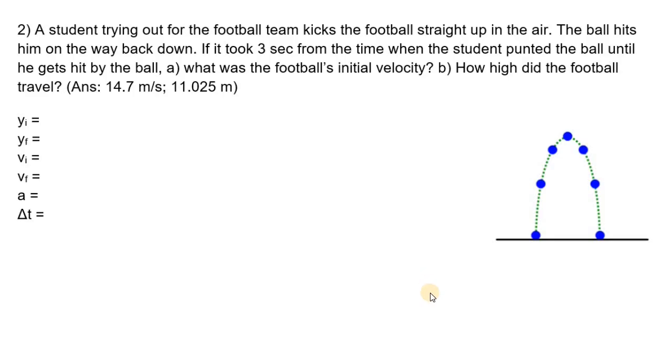Okay, so how are we going to approach this now? Just understand it's going to come up and come back down like this, right? I have a question for you. It says it takes 3 seconds. What does this 3 seconds represent? It took 3 seconds from the time when the student punted the ball until he gets hit by the ball. Bam, and he gets hit. So this 3 seconds represents the total time, right? T total is equal to the 3 seconds.